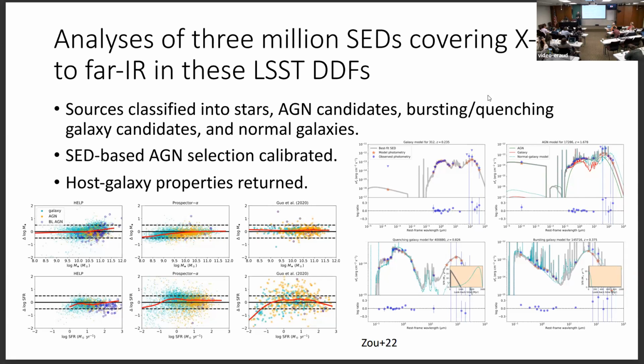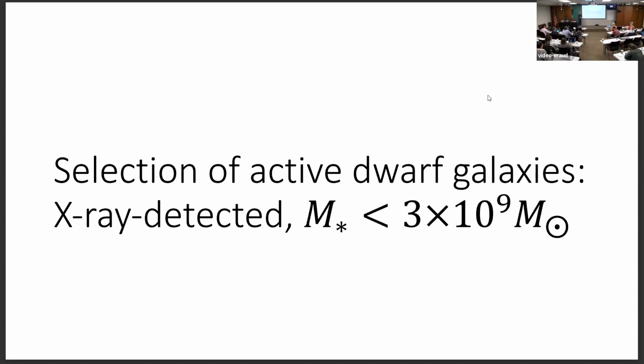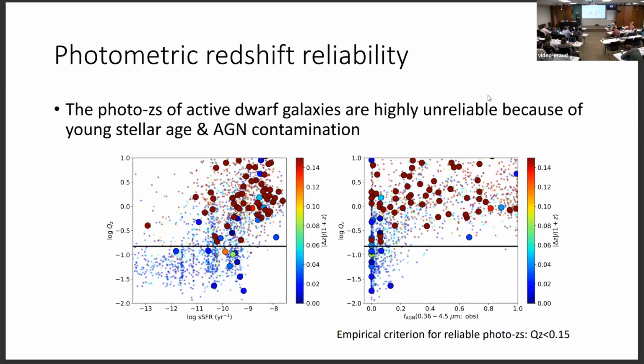With the X-ray survey I mentioned and the multi-wavelength host galaxy catalog, we can now move on to the selection of active dwarf galaxies. The initial idea is simple: we just select X-ray detected sources, and if their stellar mass is below this threshold, then we call them active dwarf galaxies, or at least candidates. But things are much more complicated than we previously thought, and we have faced lots of problems.